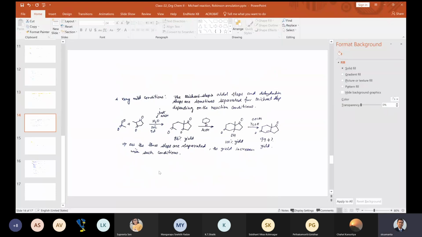Sometimes, there are three steps that we have seen earlier. First step is Michael, second step is aldol, third step is dehydration. So dehydration and aldol basically are considered in one step, but in some of the reactions, all these three steps are separated, so that the final or the overall yield of the reaction increases drastically.